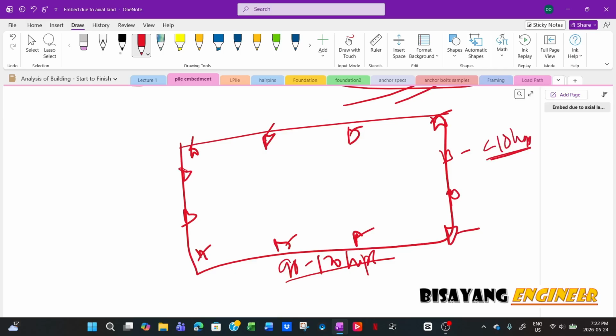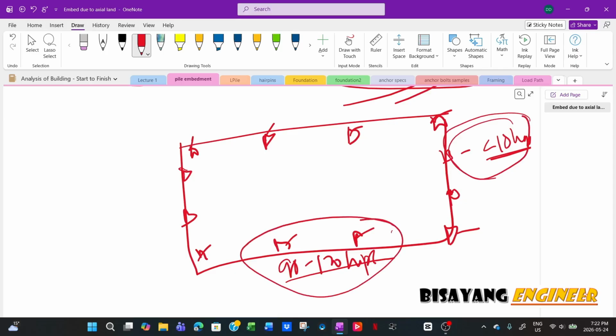Now, if you use the same criterion for the end wall piles and the main frame piles, this will be really uneconomical, because just imagine you only need about 10 kips capacity, and you drive the pile to refusal, it could be larger than 120, so that would be overkill.